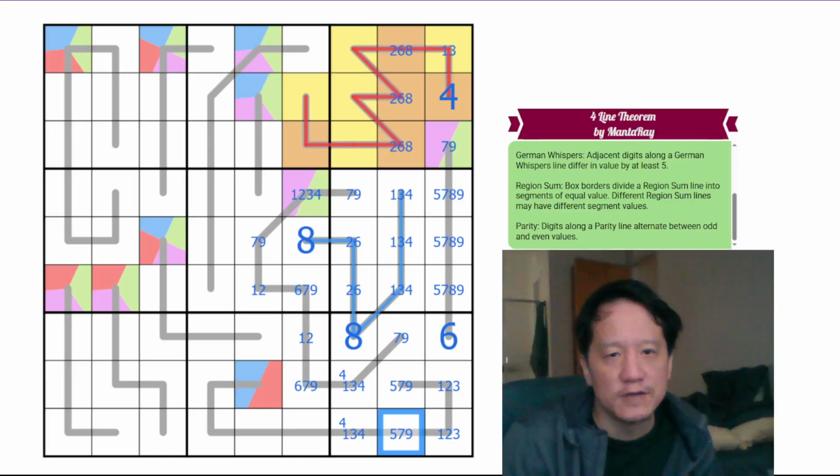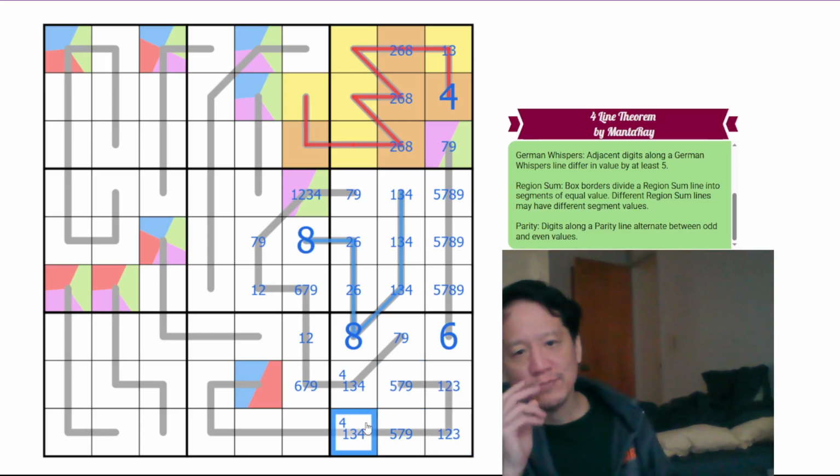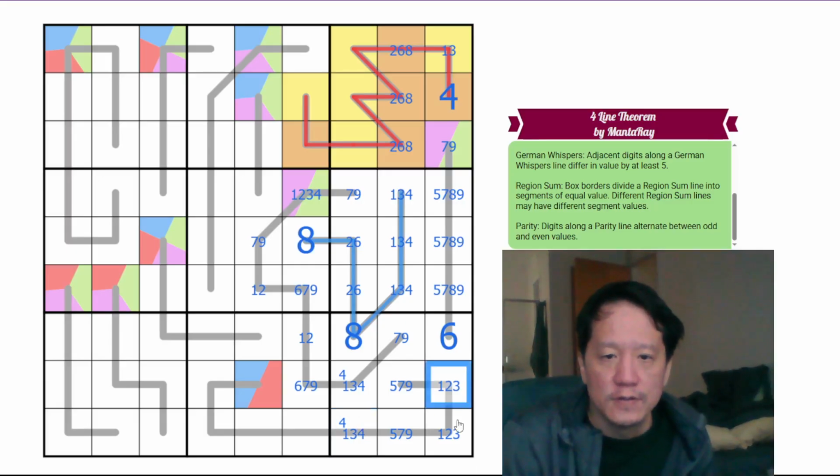What else do we have? So as a region sum line, you would have, this is interesting. So what would this be at most? Would that work is kind of the question. Possibly. This would be even, this would be odd. So we have 2, 4, 6 there.